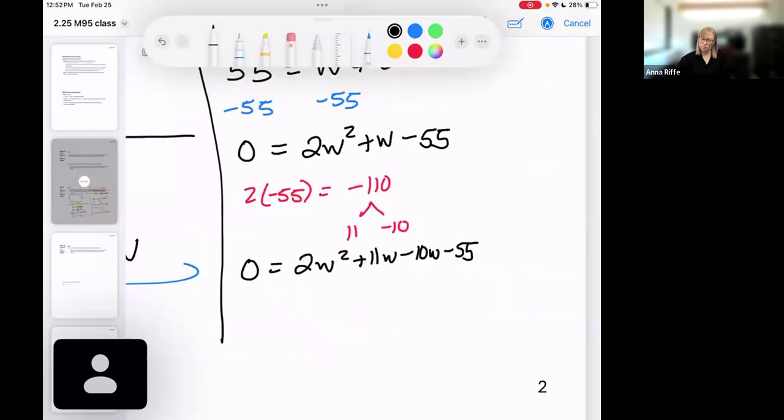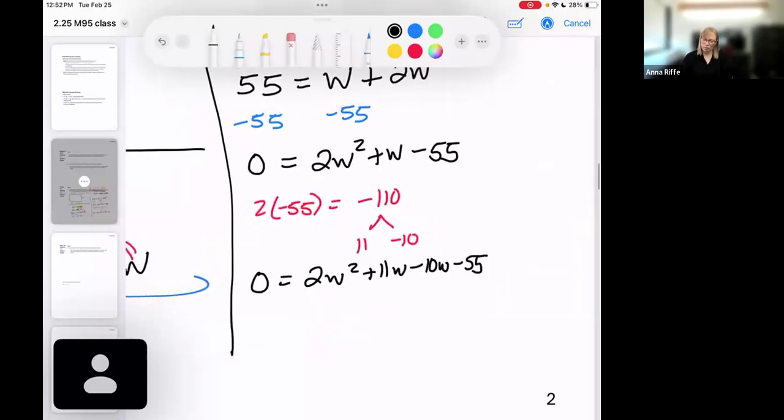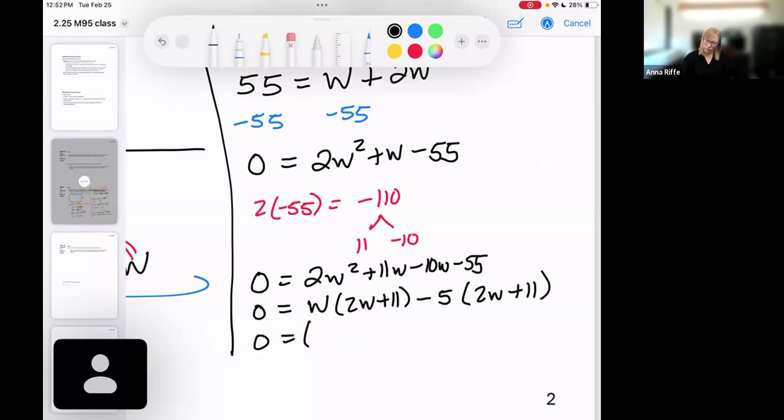Zoom in over here. And that will allow me to factor by grouping. I'm going to take a W out of those first two terms, and I get 2W plus 11, and then a negative 5 out of those last two terms. I'm left with 2W plus 11. So that gives me W minus 5 times 2W plus 11.